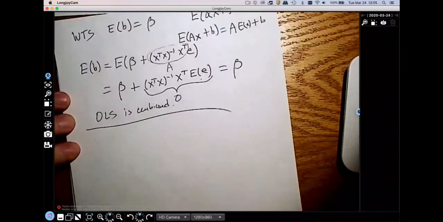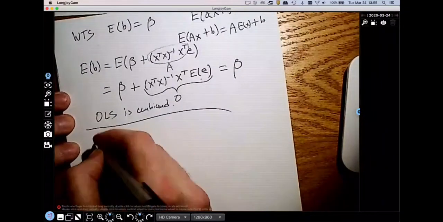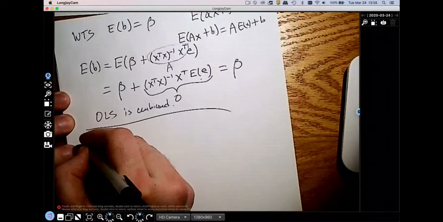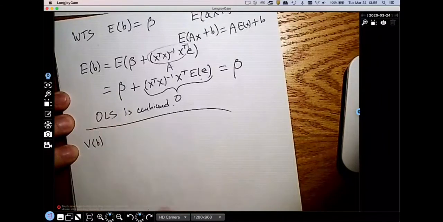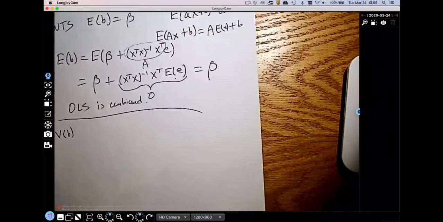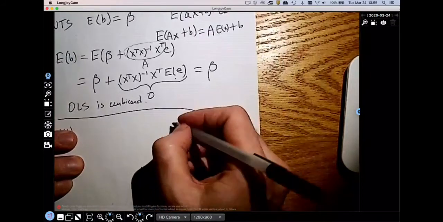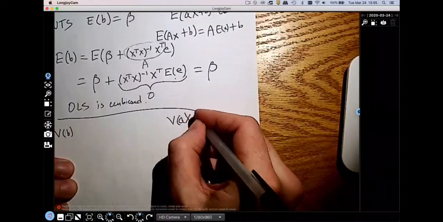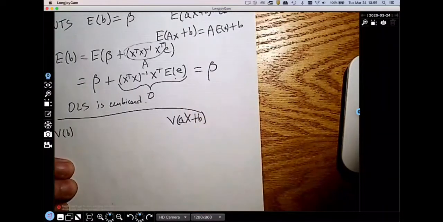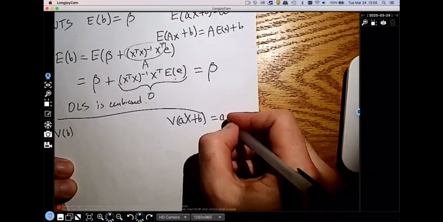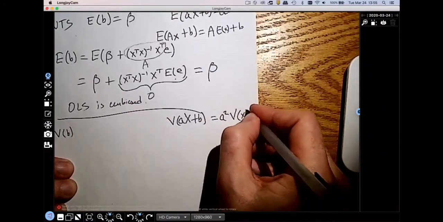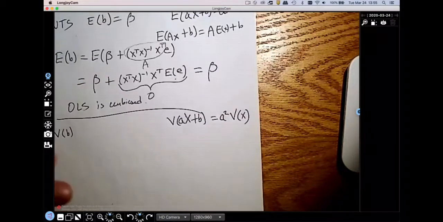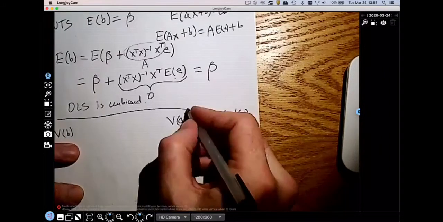The last part of OLS theory that I'm going to show today is the variance of it. So we want to find the variance of B. Well, I'm going to remind you of a formula from basic stats. So what is this? A times some random variable plus B. This is just A squared times the variance of X, a formula that you would have seen back in a good course on undergraduate probability.